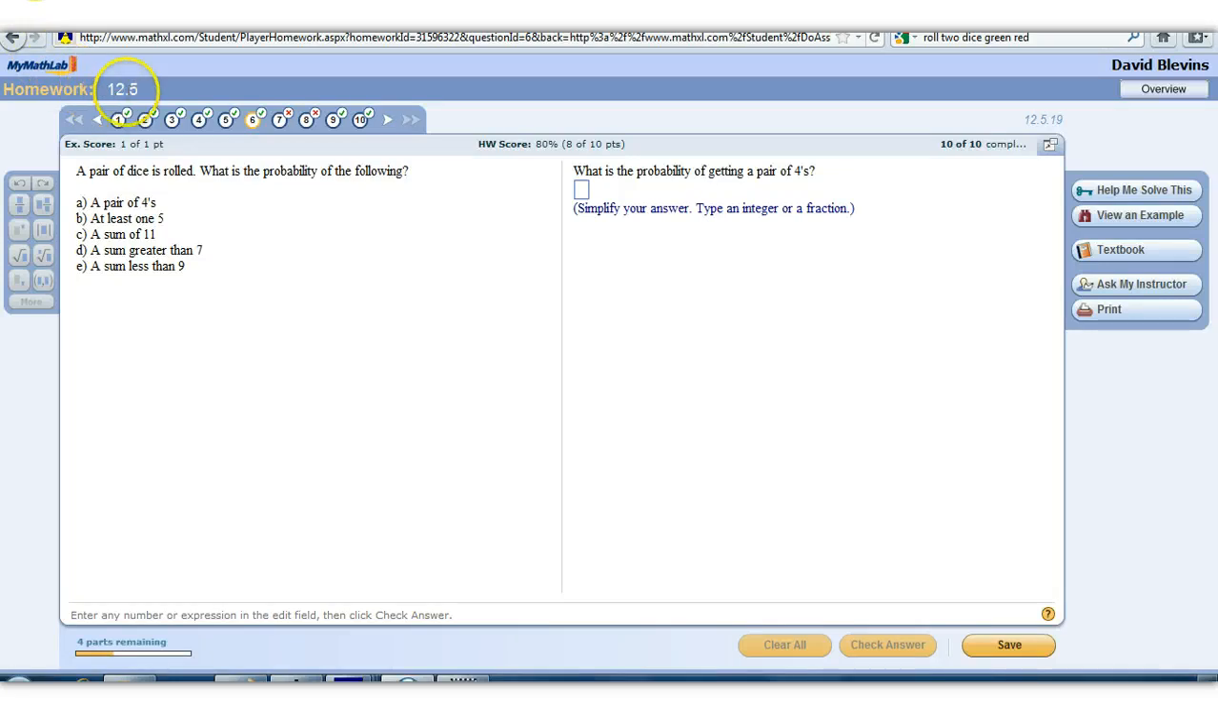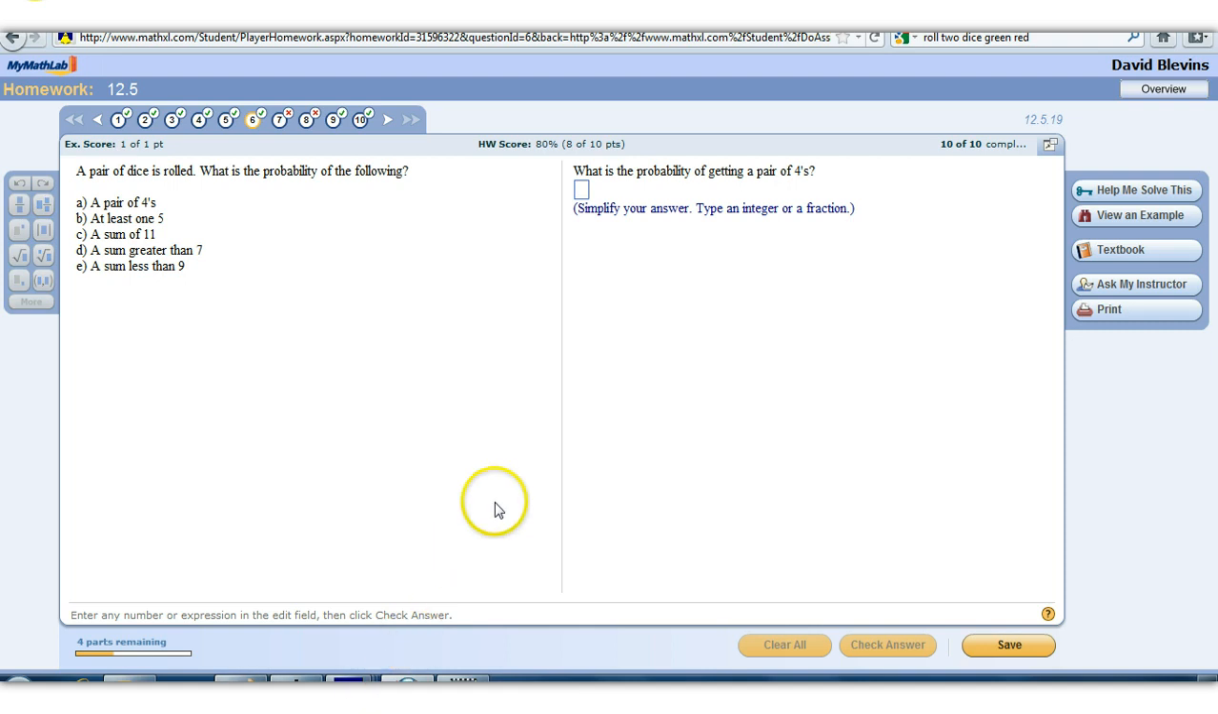Alright, this is problem 12.5, problem number 6. This problem is dealing with a pair of dice, and we're looking for probabilities of all these different things. So remember, we're computing these classically, getting a pair of dice, or a pair of dice to have a sum, or a pair of fours.